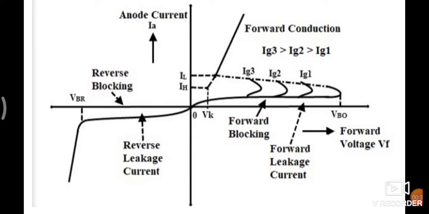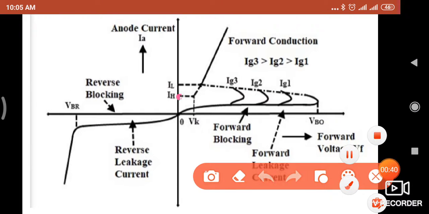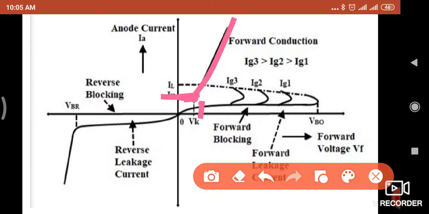See here, this is the VI characteristics of the SCR. Here IH is there. This is the holding current. Before this holding current, it is not in forward conduction mode. When it reaches the holding current value, then only the thyristor starts conducting. So this is the holding current.